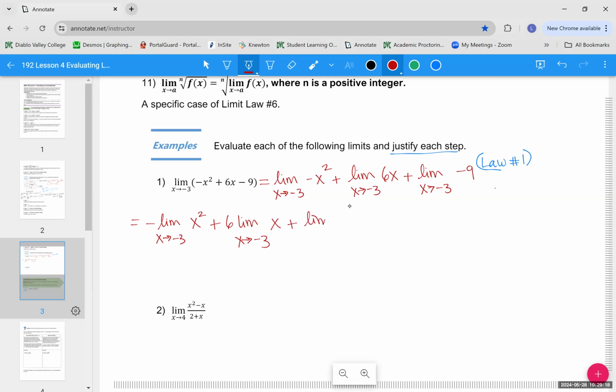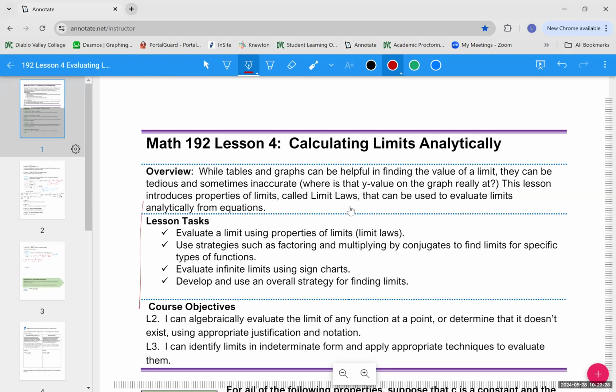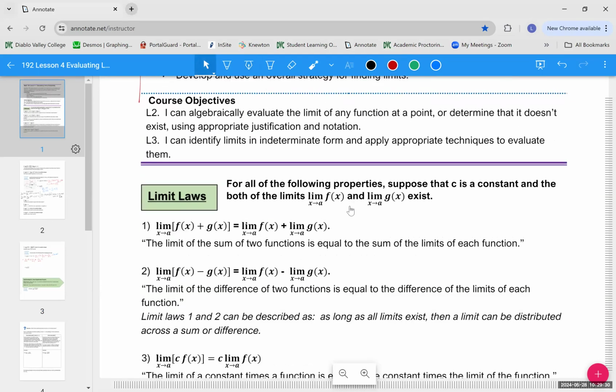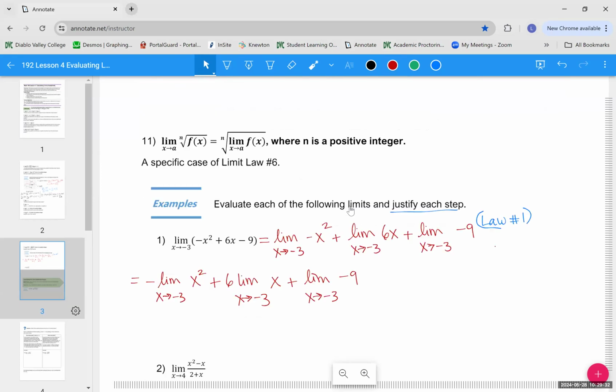I'll just leave the last one alone because we have a limit law that applies to constants, which we'll use next. So I'm pretty sure that was law number 3. Let's double check real fast. Yep, number 3 said that we could pull out the constants.